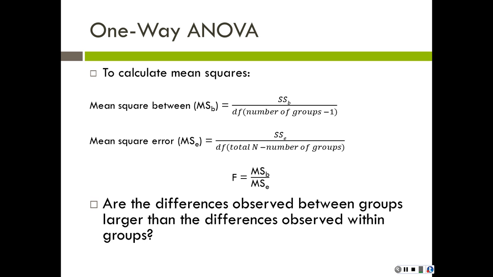But if this between group variability is bigger, we're saying that the differences between groups are bigger than the differences within groups, and that's what we want to see, or what we think we're seeing.